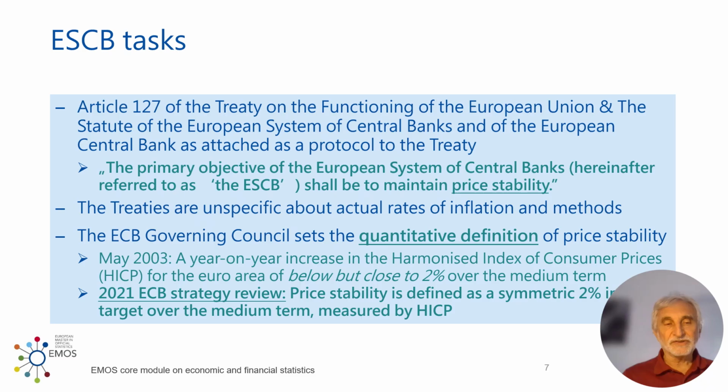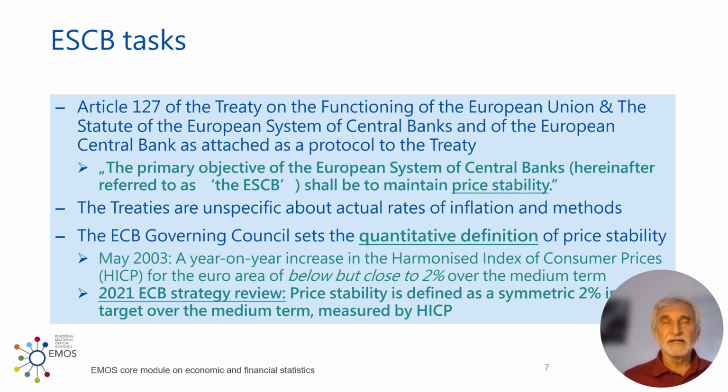And so there was a first definition in 1998. I don't want to go into that. Then in May 2003, there was a revision, and there it was then said price stability is a year-on-year increase in the harmonized index of consumer prices, the so-called HICP, for the euro area of below but close to 2% over the medium term. So the definition of price stability was an inflation rate of below but close to 2% over the medium term.